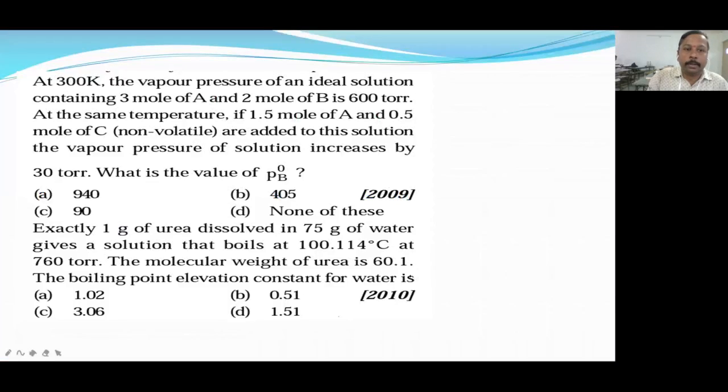So here comes the first question. At 300 Kelvin, the vapor pressure of an ideal solution containing 3 moles of A and 2 moles of B is 600 torr. At the same temperature, if 1.5 moles of A and 0.5 moles of C are added to the solution, see, there is a change in the solute, the vapor pressure of the solution increases by 30 torr. So, what is the value of P naught B?